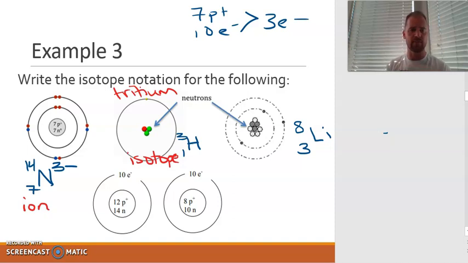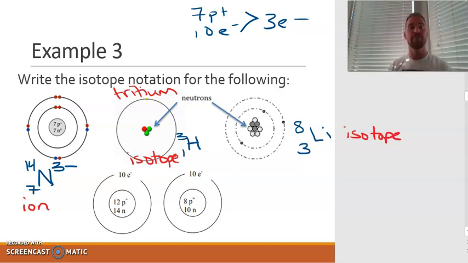Finally, let's see if I have an ion on my hands, which means I have to look at my number of electrons. It looks like I have 3 electrons and I have 3 protons, so they're all balanced out. So this is not an ion. Finally, I ask myself, is this an isotope? What would lithium's mass normally be? If I look at my periodic table, lithium's mass would normally be 7. Since this has a mass of 8, this one is an isotope.